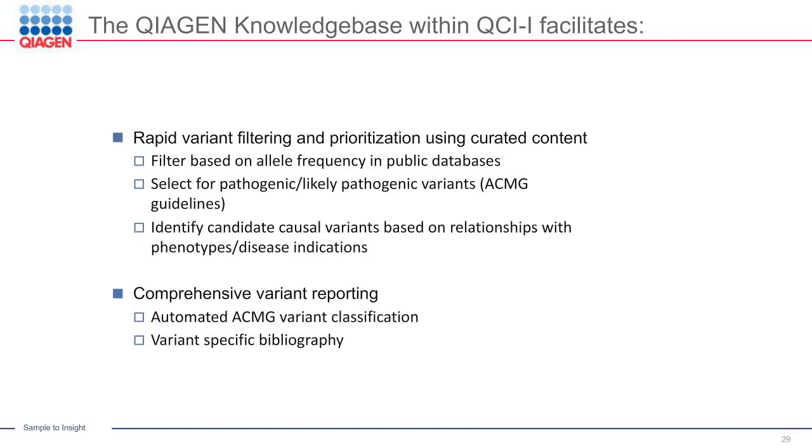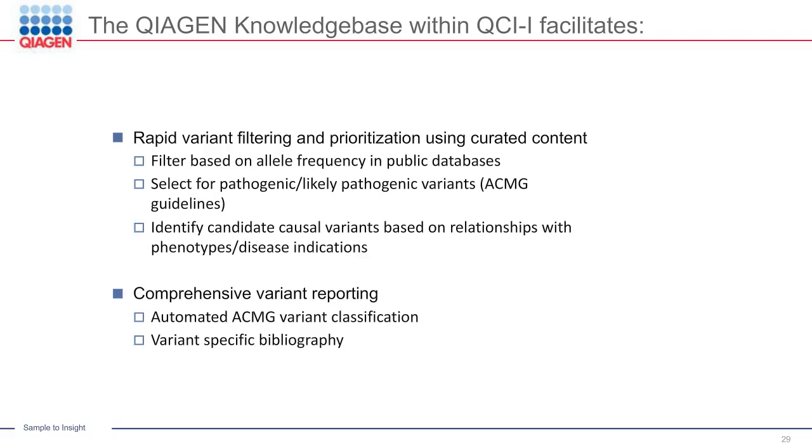So within the QIAGEN Knowledge Base within QCI Interpret, it really facilitates two things that I hope I've left you with today. The rapid variant filtering and prioritization, which is essential, using our curated content. So we can filter because we have all of these gnomAD and ExAC and NHLBI ESP, for example, public databases underlying the knowledge base. We can filter based on allele frequency in those databases. We can select for pathogenic and likely pathogenic variants, for example, because we do automatically compute the ACMG guidelines using content from within the knowledge base.